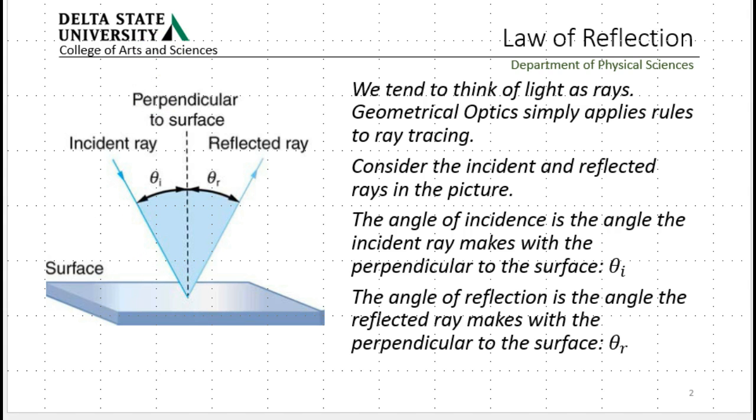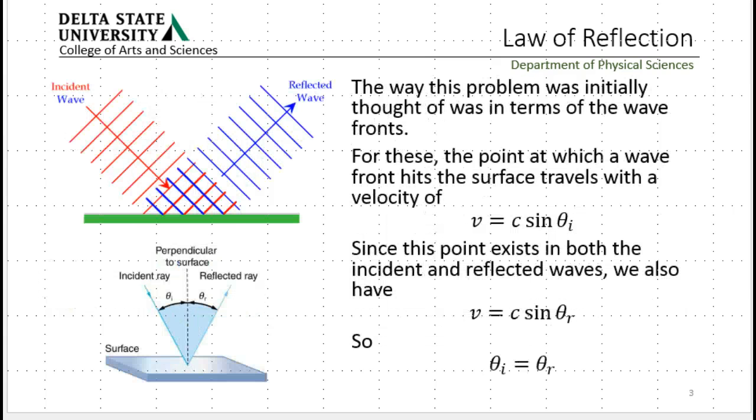So basically what I'm saying is this would hold true even if these angles, because of surface curvature, weren't the same. Now, how do we get to that result, that the incident angle is equal to the reflected angle?